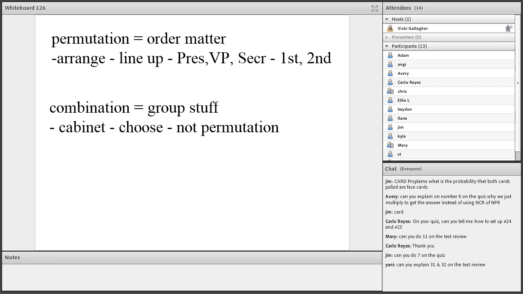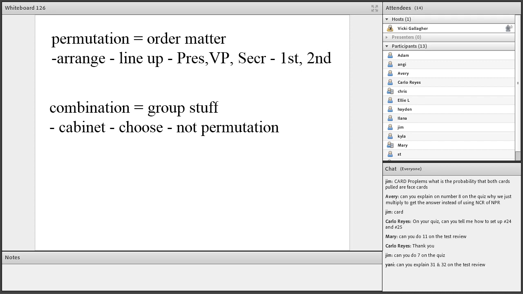Another one that was on one of our earlier homeworks: they're picking raffle prizes, but everybody gets the same prize. That's a combination because it doesn't matter if you got picked first or fifth, you're all getting $50, whatever the prize may be. So as long as you're all getting the same prize, that's a combination.